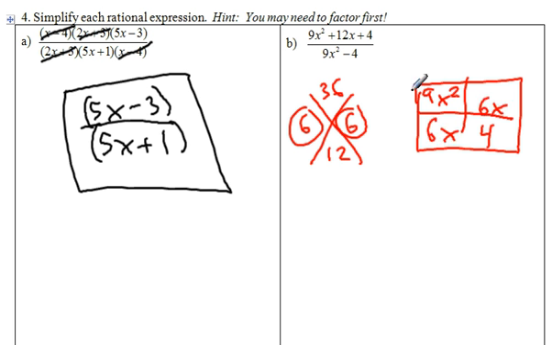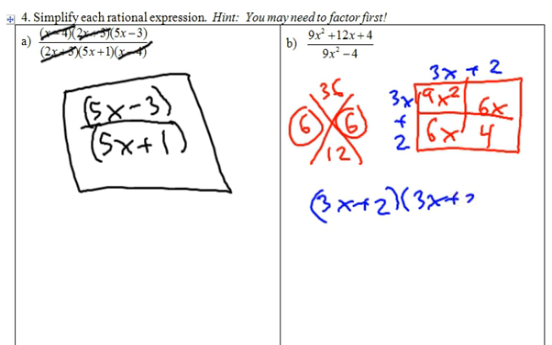And now fill in the edges. This would have to be 3x and 3x is the only possibility to get 6's here. And 3x times positive 2 is 6x. And same thing, 3x times positive 2 is 6x on that side. So there's our factored form. We've got 3x plus 2 divided by 3x plus 2.